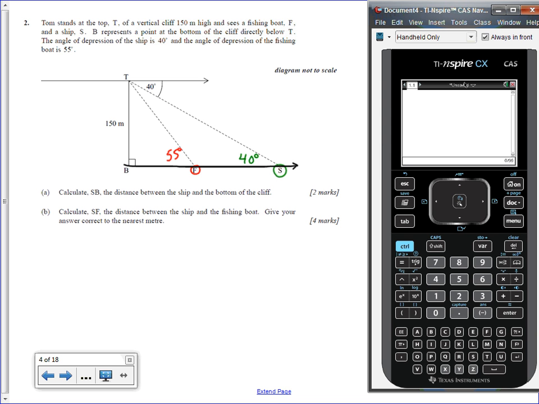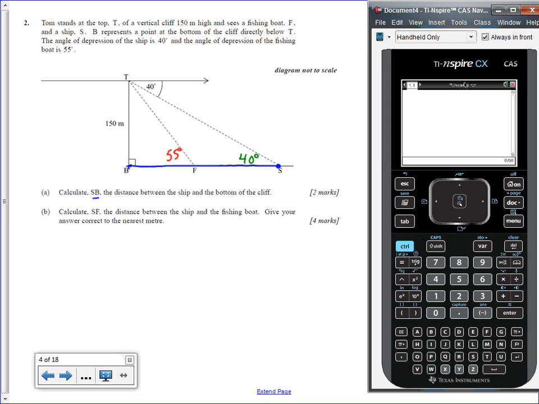Now it asks us to calculate SB, which is the distance from, clear off the bottom of this, the distance from S to B. So they're pretty clear about what they want you to find. They give you the letters so you're not going to find the wrong side by mistake. Distance from S to B, the ship to the bottom of the cliff.